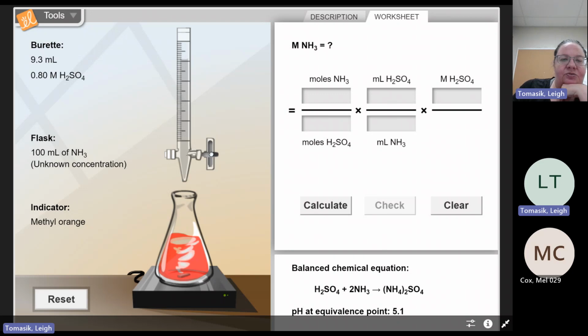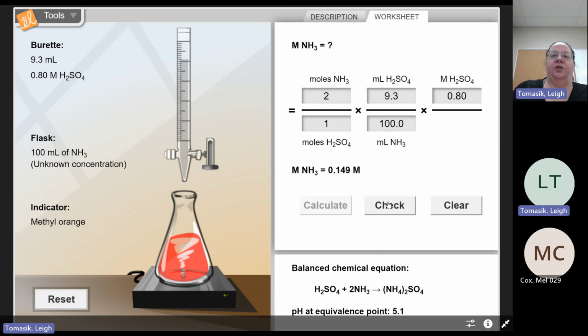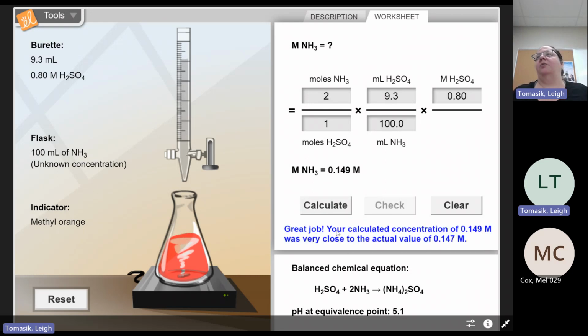Come on, turn red, there. Okay, so it turned red and I stopped right away. And now I only have 9.3 mils. So let's see, you can check, which is great. Oh, so this is moles, sorry. Moles of NH3 is 2, moles of this is 1, mils of H2SO4 is 9.3, mils of ammonia is 100, the concentration is 0.80, right? Calculate, now I have 0.149. I check, great job, right?